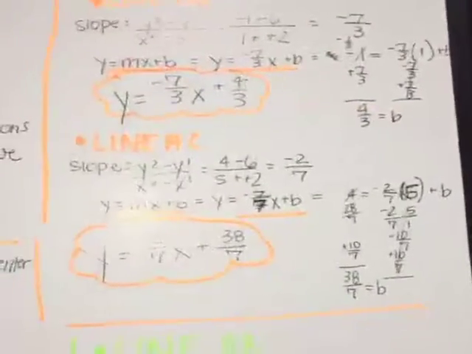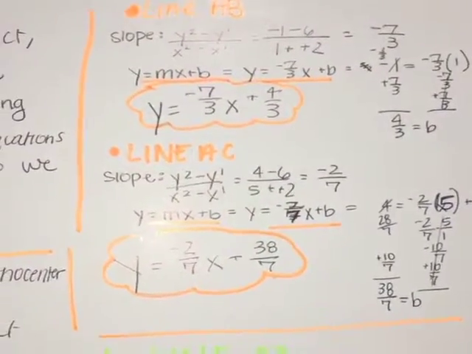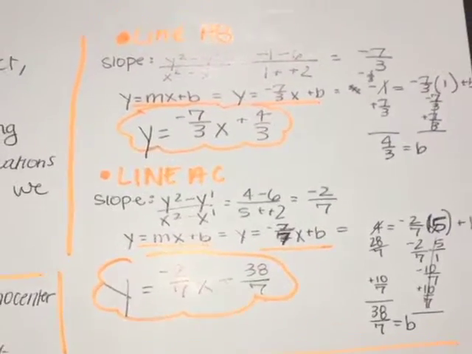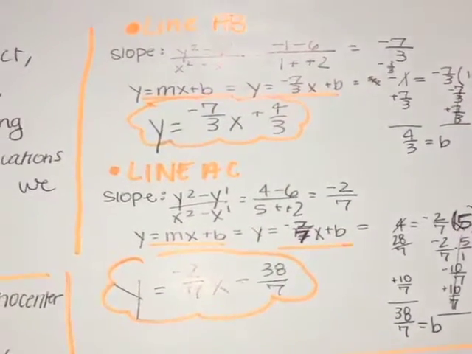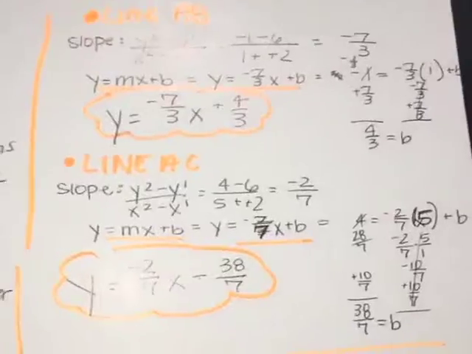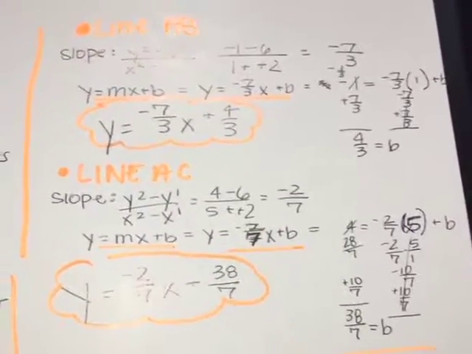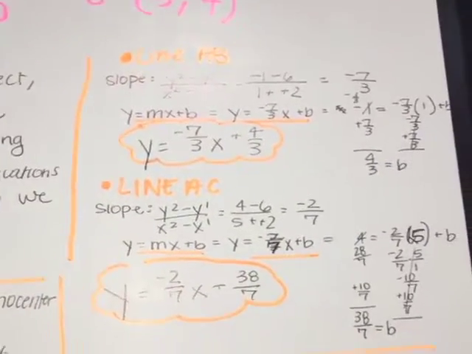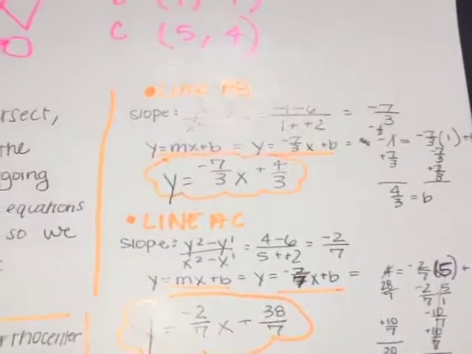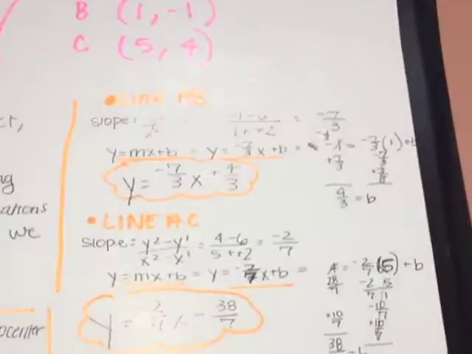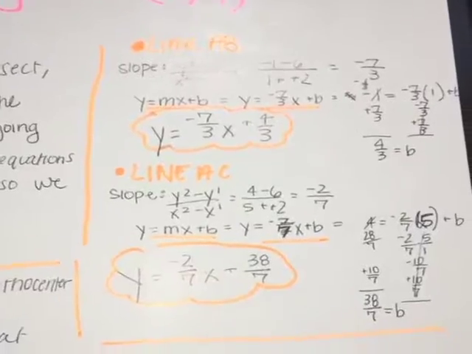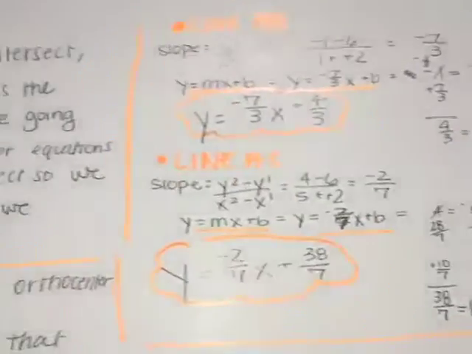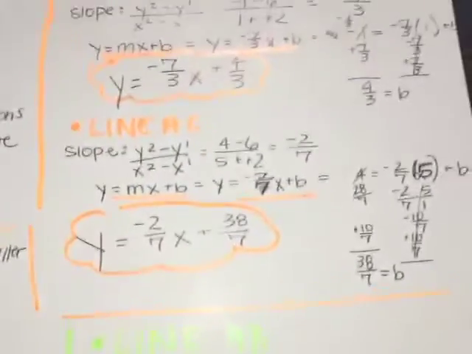At our work, we can find the slope of line AB by using the equation y2 minus y1 over x2 minus x1 to find the slope. So when I plug in my points, I get negative 7/3. And then you can plug in one of the points, either negative 2 comma 6 or 1 comma negative 1, and you can get y equals negative 7/3 x plus 4/3.